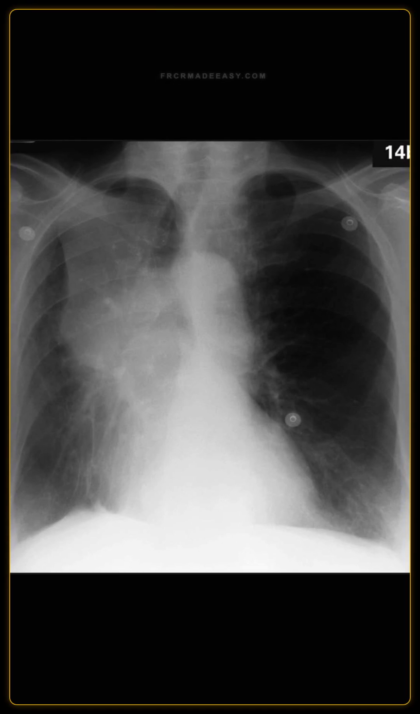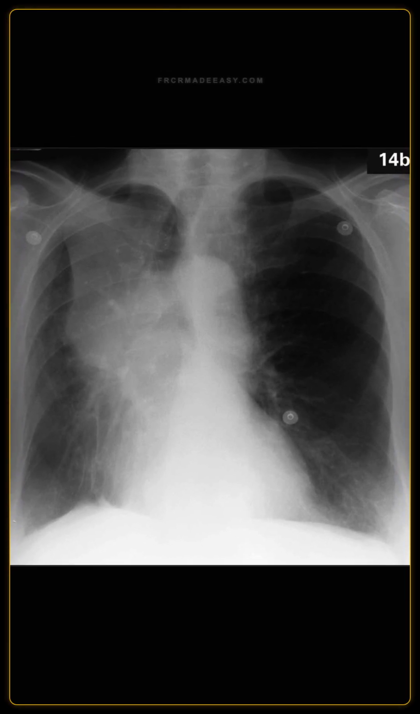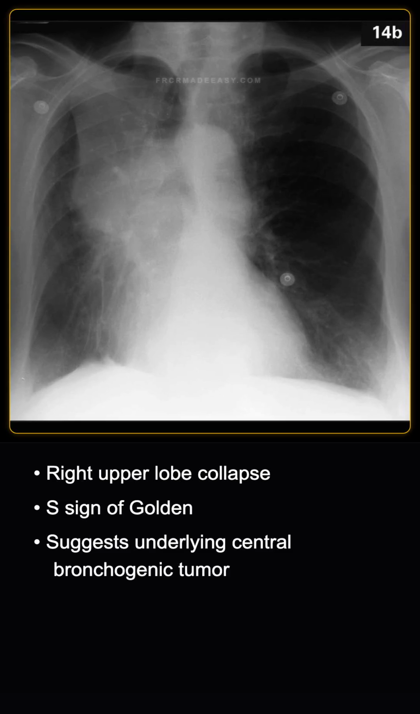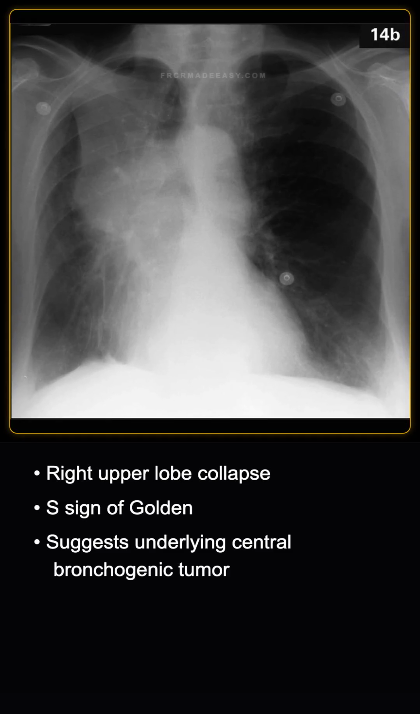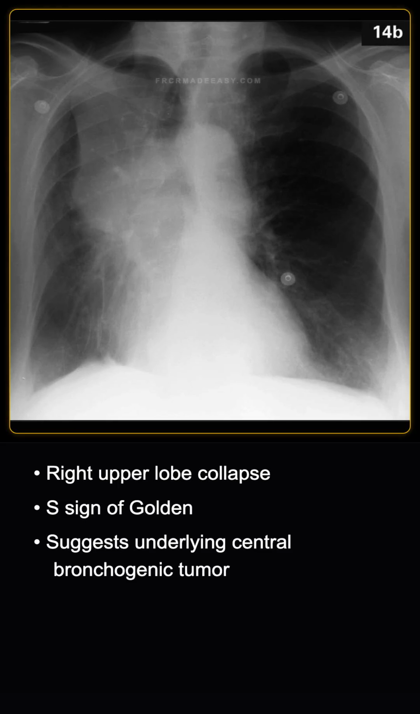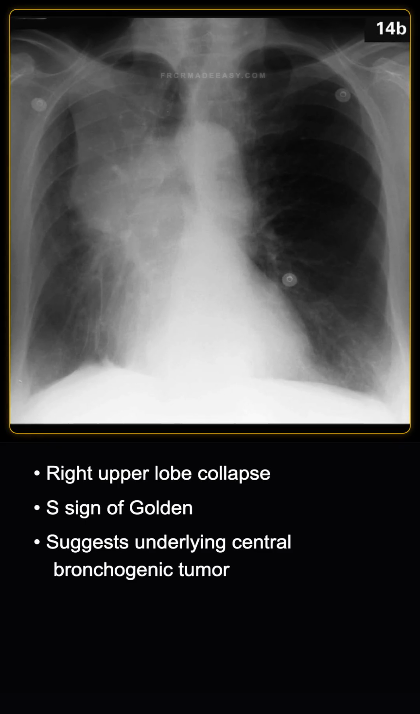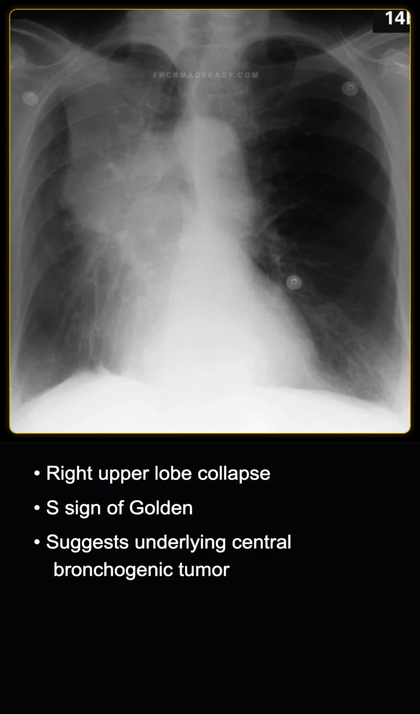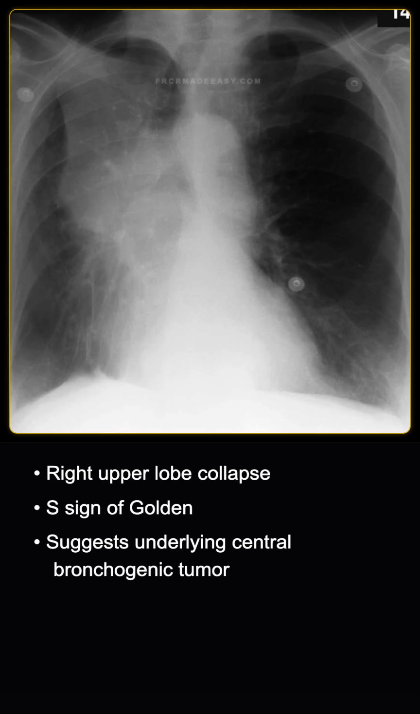I am showing you another chest radiograph from a different patient. Describe the findings. This chest radiograph demonstrates right upper lobe collapse. There is a triangular upper zone opacity, limited inferiorly by the horizontal fissure. The central mass produces a characteristic S-shaped configuration of the fissure, known as the S sign of Golden, which is highly suggestive of an underlying bronchogenic tumor.